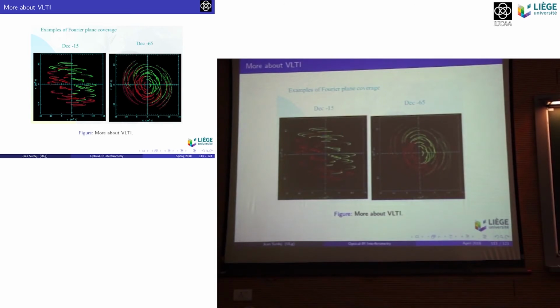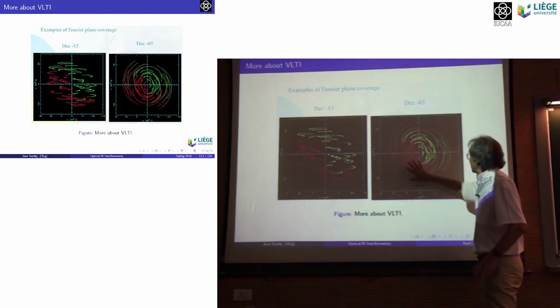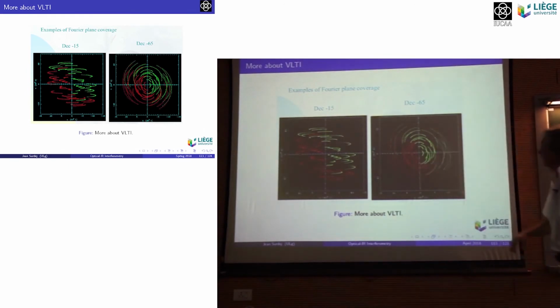Now the next view shows you the UV coverage during a few hours, if you observe a star with a declination of minus 15 or minus 65 degrees. You see already here that you have a very nice sampling or coverage of the UV plane. But it's almost one night of observations. And I guess with the VLA, you would do that in 1 minute.